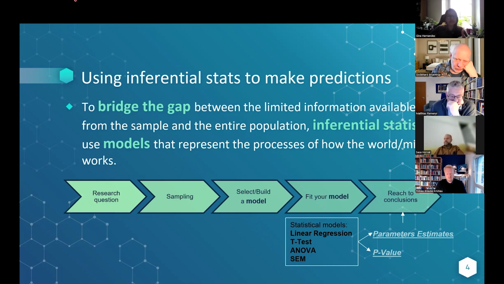So we start with the research question, then we go sampling, obtain our data, we select the model, the statistical model we want to use or we have to use. Then we feed our model to our data. This is why we say feeding your model. This is why we say overfeeding your model, right? And then we can reach conclusions.